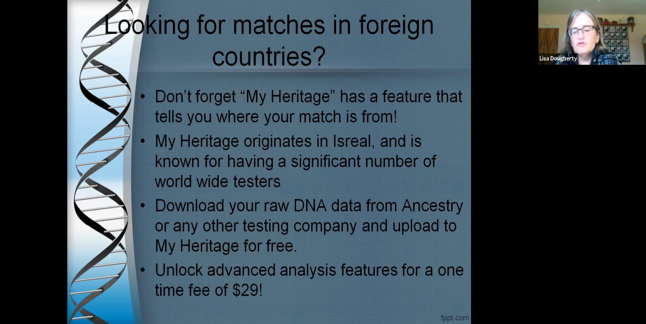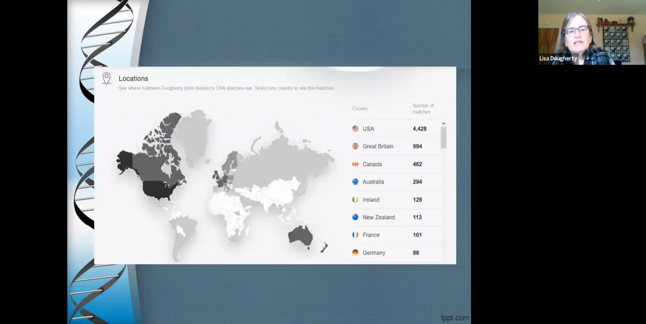So if you're looking for those European matches, this is an example of my match list from MyHeritage. And you can see I've got a lot from the United States, but I also have some from different countries like Great Britain and Ireland and Australia. So it breaks them down and tells you where they originate from.